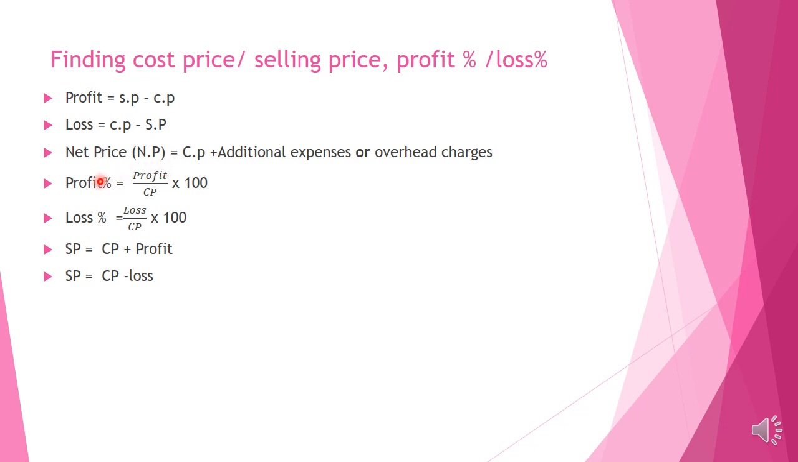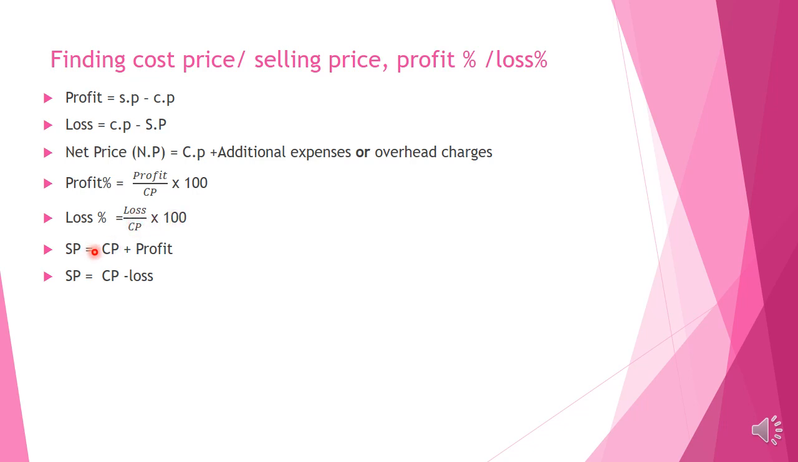Okay, profit percentage is equal to profit by CP into 100. Here we have to find the profit percentage, so the profit amount you have to write in the numerator. And profit and loss we always find on CP. Okay, if we have effective CP or net price, we have to write net price or effective CP in the place of CP. Okay children, loss percentage is equal to loss divided by CP into 100.